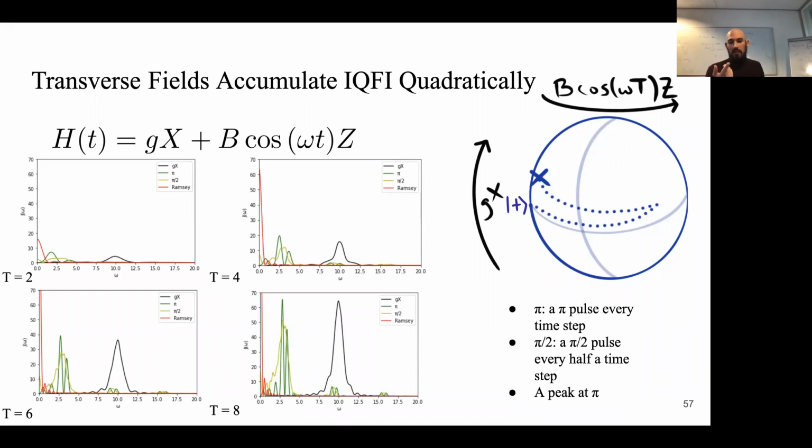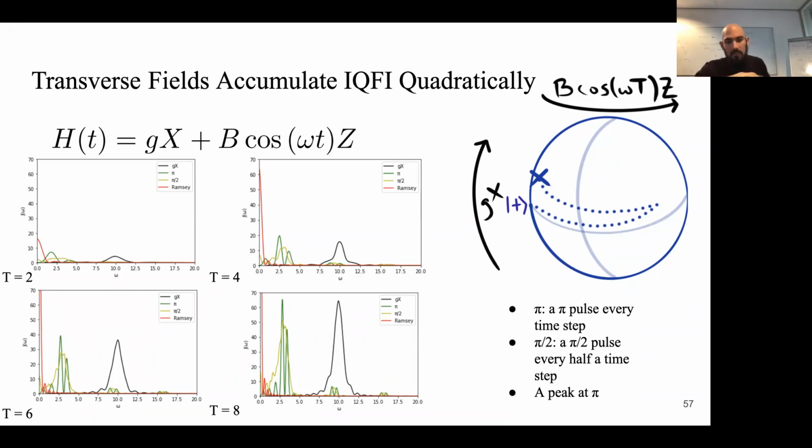Now, the green curve is a pi pulse at every time step. So the first one has 2 pi pulses, the fourth one has 4 pi pulses. I told you before, I argued that the integrated quantum Fisher information for that curve should be 2 pi t. What's interesting is that the pi/2 protocol I have here, which is doing a pi/2 pulse every half time step, actually has more integrated quantum Fisher information.